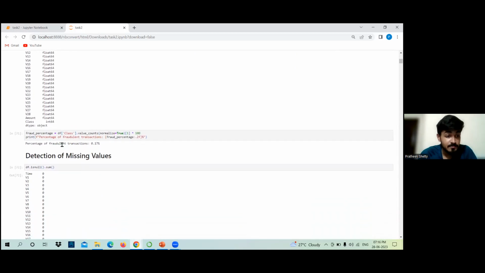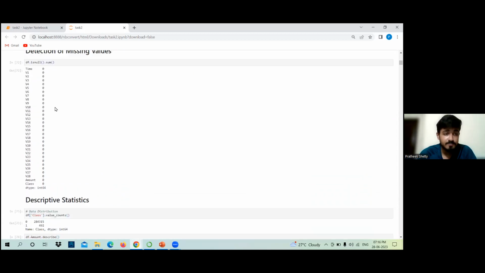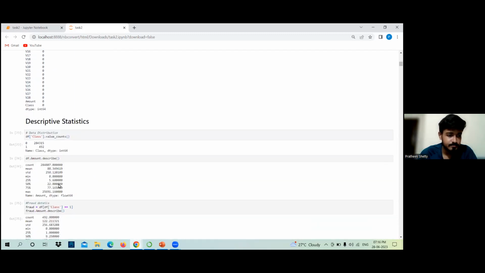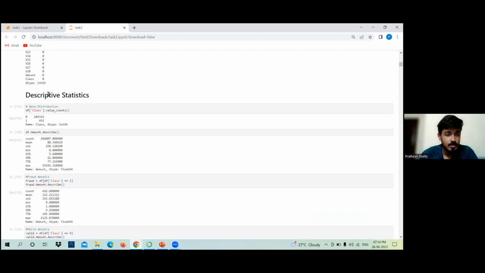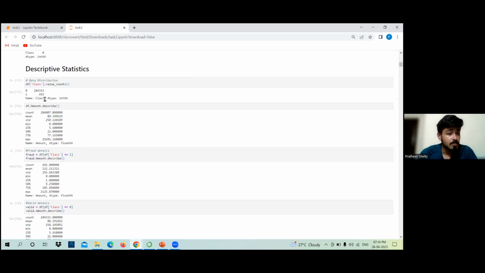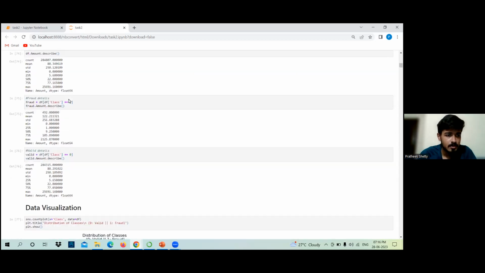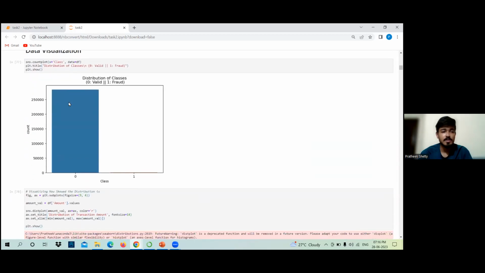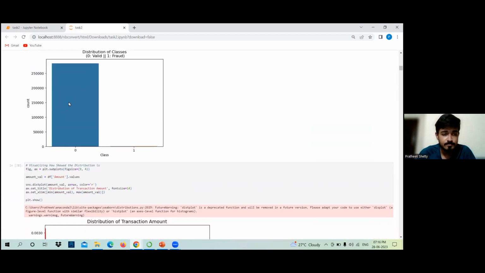The percentage of fraudulent transactions was just 0.17%. And then I tried to detect if there were missing values, and there weren't any. All of them were 0. The number of fraud transactions were 492, compared to the number of valid transactions, which was 284,315. And then I visualized the data, comparing the number of transactions between valid and fraud.